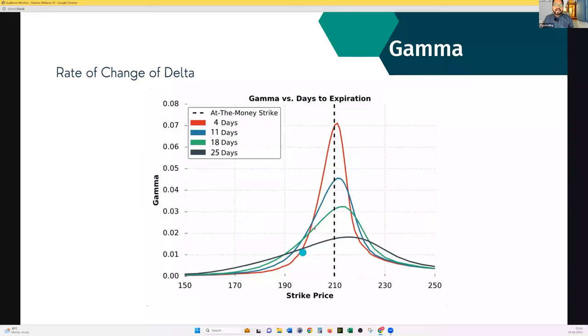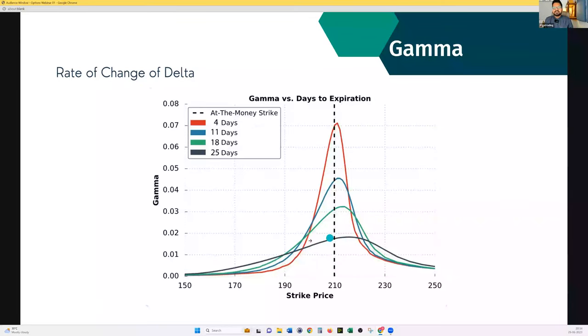That's what it shows. Days to expiry near zero will have such a peak gamma. The gamma will be very, very high. So no need to worry, in the next slide I will explain it clearly. Now we can see here, at 11 days to expiry it is quite smooth. 18 days to expiry, it is smoother. And 25 days to expiry, it is almost ultra smooth.